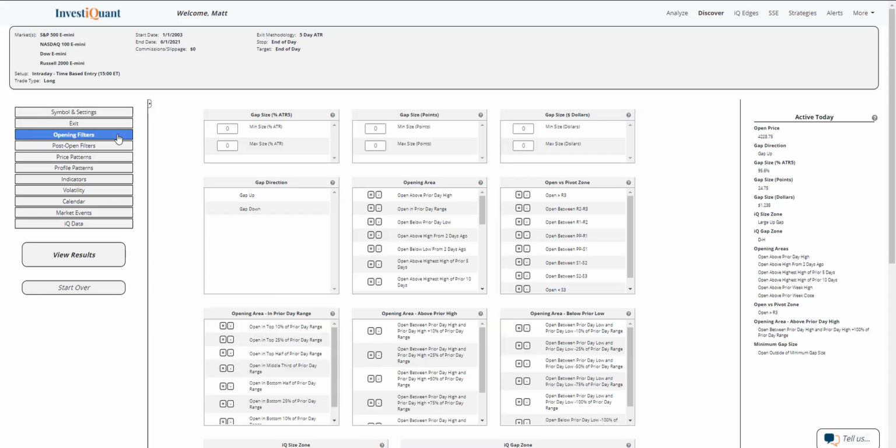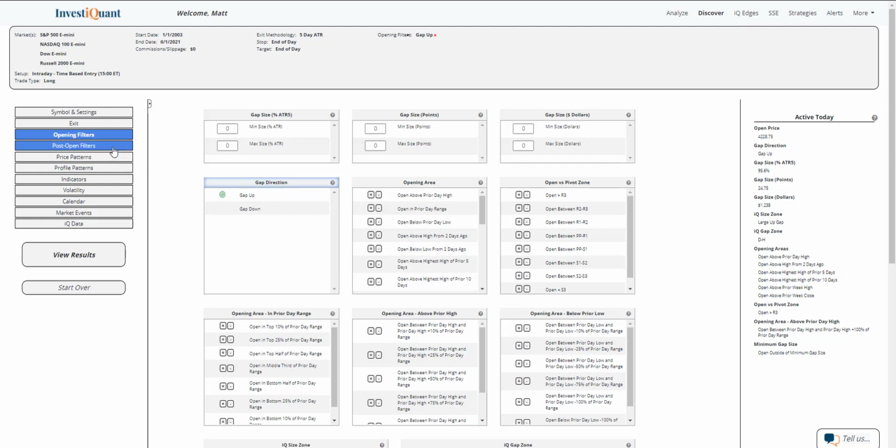Now, this morning we had sizable up gaps, but because this is going to be a rare scenario when you get an outside day on the first trading day of the month, I'm not going to be so specific about the opening location. I'm just going to say that we gapped up. So I'm going to hit gap up here in the gap direction category of the opening filters library.